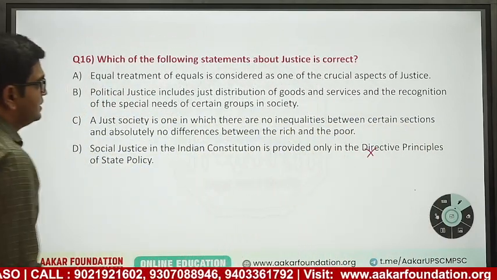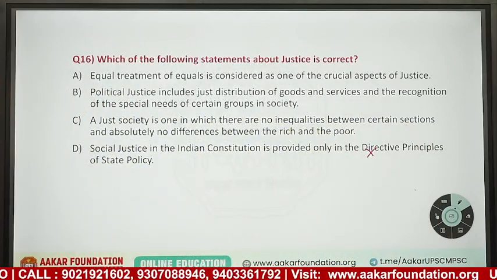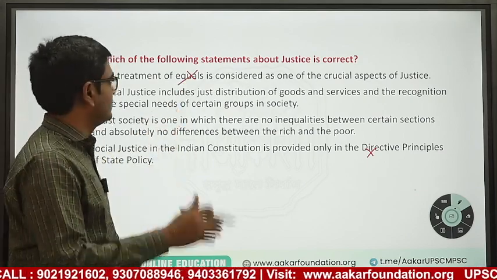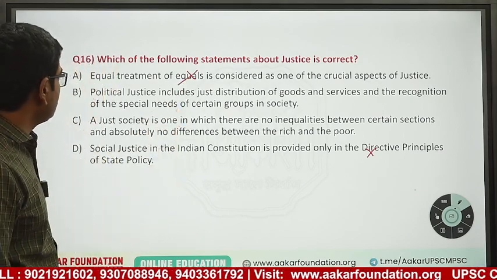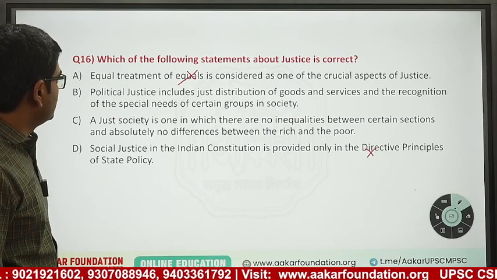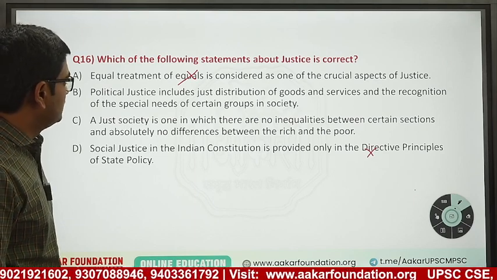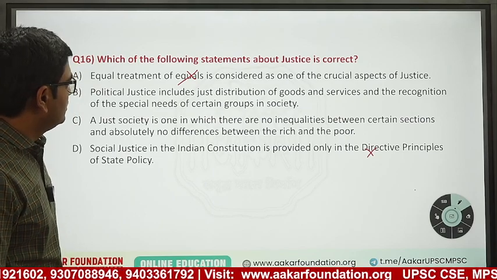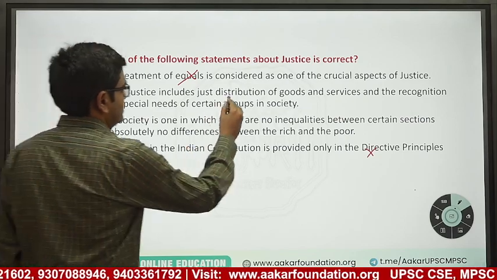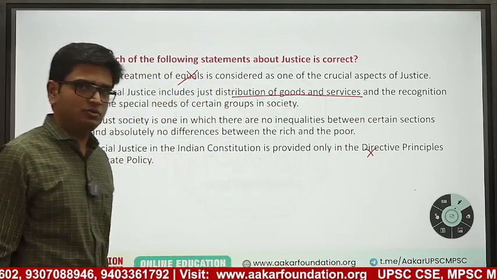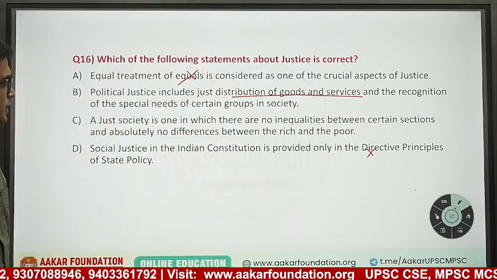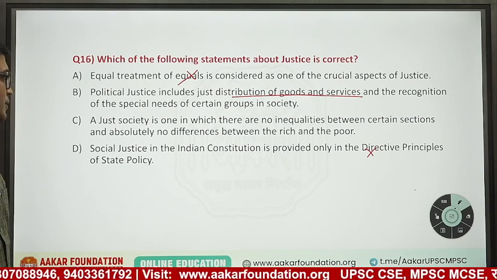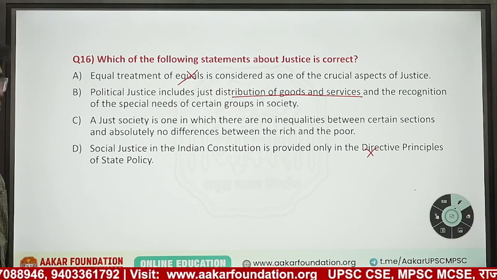Equal treatment of equals is considered one of the crucial aspects of justice. No, there are situations where equals and unequals are treated differently. Political justice includes distribution of goods and services. So this is again a social justice. Distribution of goods and services is a social justice. A just society is one in which there are no inequalities between certain sections and absolutely no differences between rich and poor. That can be called a just society.